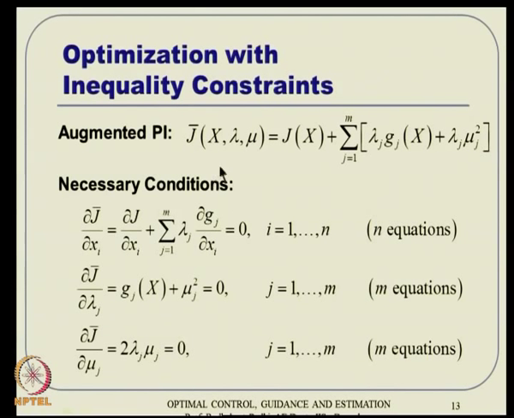But then there was a necessity of finding out conditions. So we augmented it, and J bar becomes not only a function of x and lambda, it now becomes a function of x, lambda and mu also. Then the necessary conditions expand to del J bar by del x i, del J bar by del lambda j, and del J bar by del mu j also.